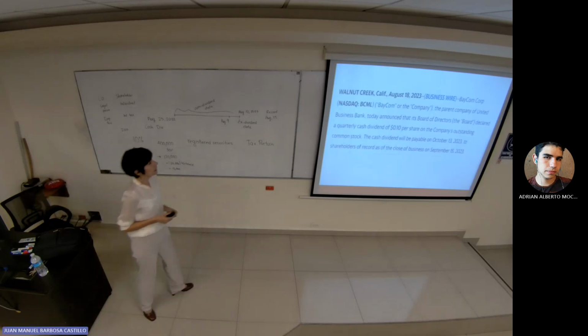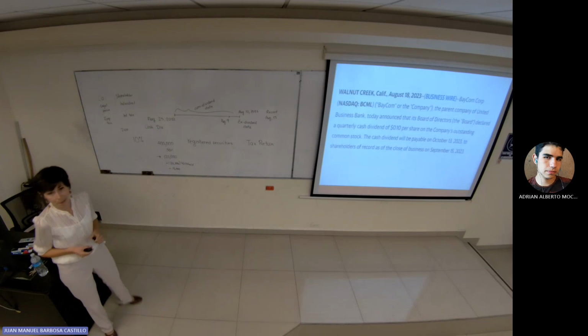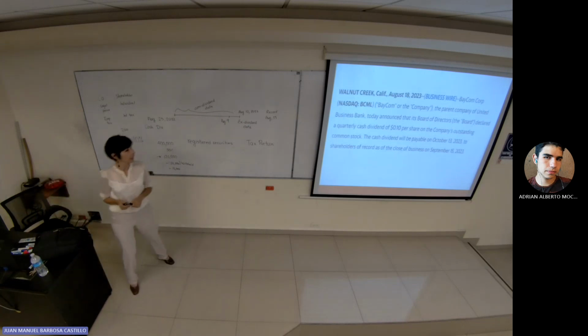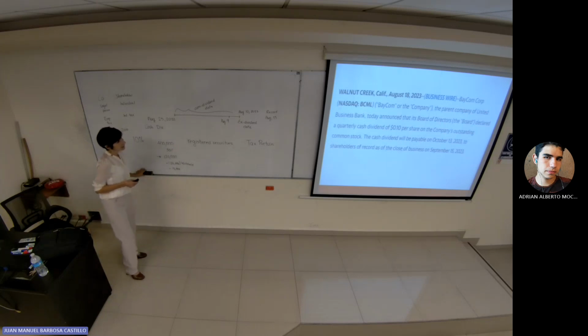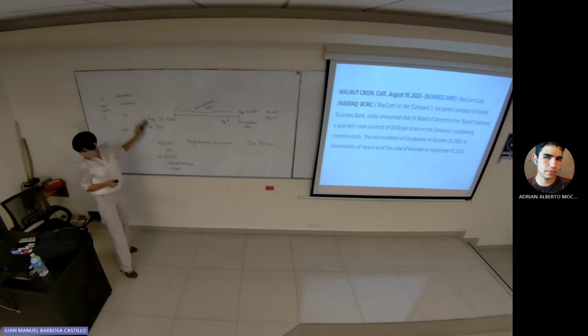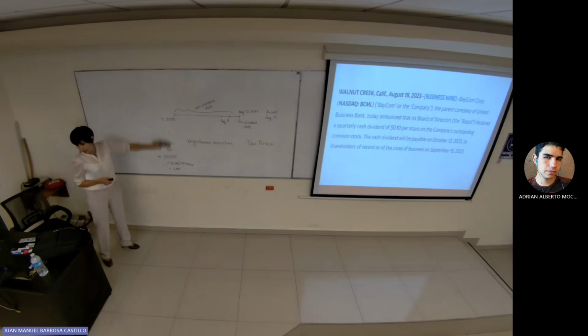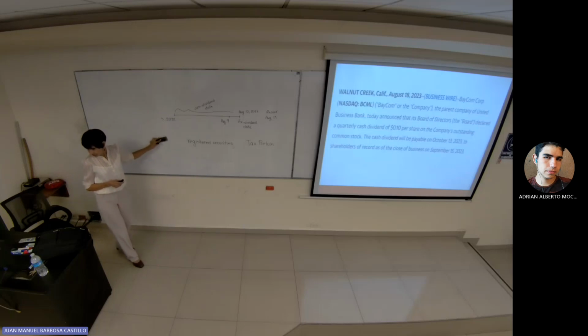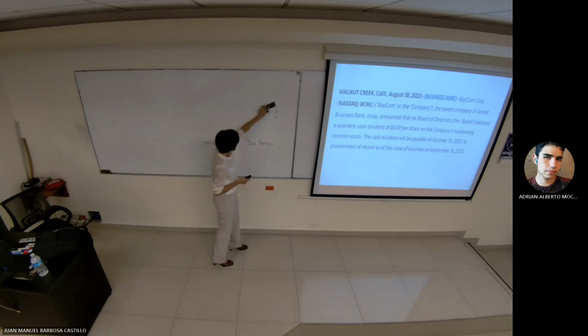So, California, August 18 this year. Anyone who would like to help me with this paragraph this time? Okay, Milagel, please. Wall Street, California, August 18, 2023. The parent company of United Business Bank today announced that its board of directors declared a quarterly cash dividend of 10 cents per share on the company's outstanding common stock. The cash dividend will be payable on October 13, 2023 to shareholders of record as of the close of business on September 15, 2023. What type of dividend is the company announcing?